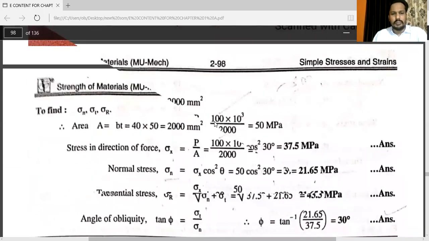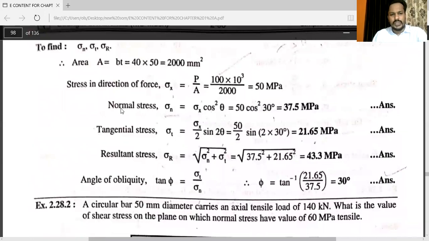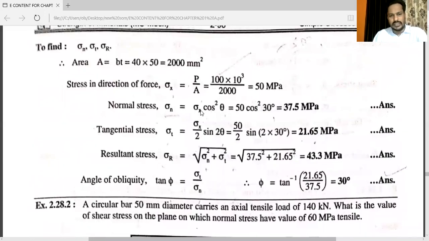Just by using the simple formulas. You know how to calculate normal stress. The formula is sigma x into cos square theta. Tangential stress, sigma x by 2 sin 2 theta. Resultant stress is equal to under root of sigma n square plus sigma t square. And tan phi is equal to sigma t upon sigma n.